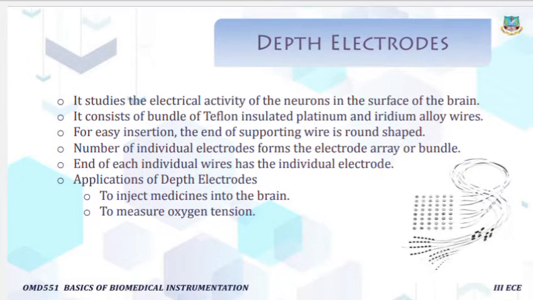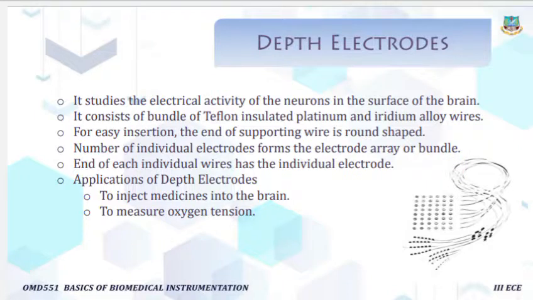And then the first one is the depth electrode. The figure shows the depth electrode. It studies the electrical activity of the neurons in the surface of the brain. It consists of a bundle of Teflon insulated platinum and iridium alloy wires. Normally it consists of 90% platinum and 10% iridium alloy wires. It is bonded to a central supporting stainless steel wire, which can act as an indifferent electrode, by an insulating varnish.